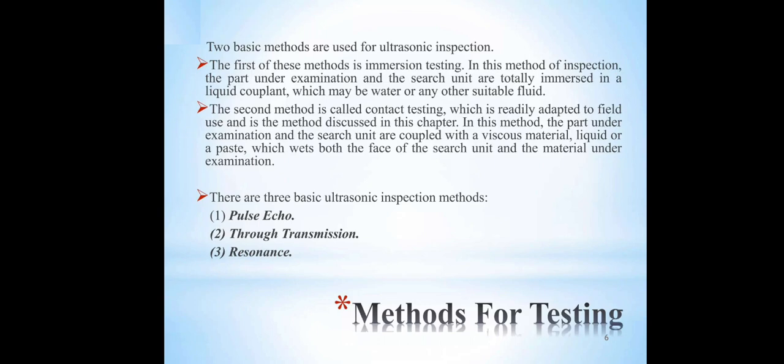The second method is called contact testing, which is readily adapted to field use and is the method discussed in this chapter. In this method, the part under examination and the search unit are coupled with a viscous material, liquid or a paste, which wets both the face of the search unit and the material under examination. There are three basic ultrasonic inspection methods: pulse echo, through transmission, and resonance.